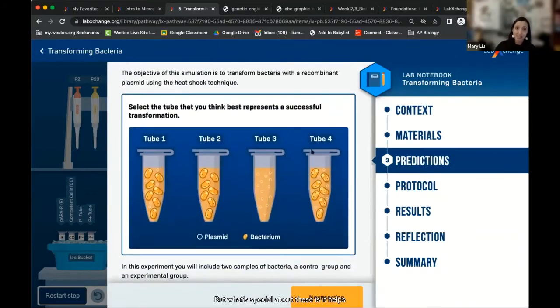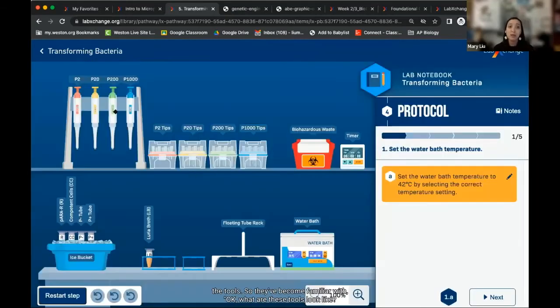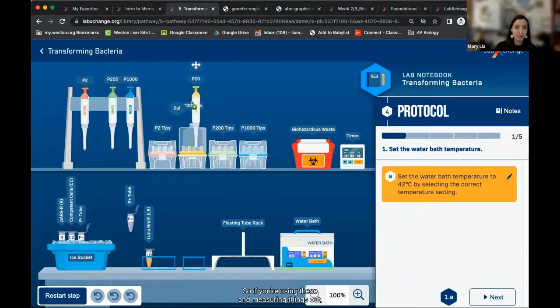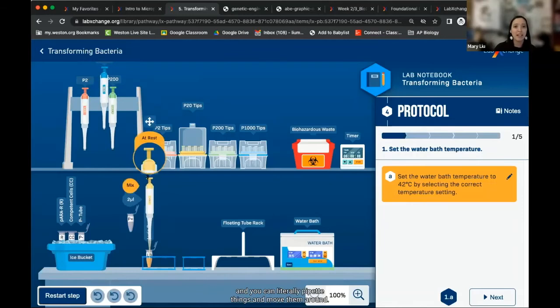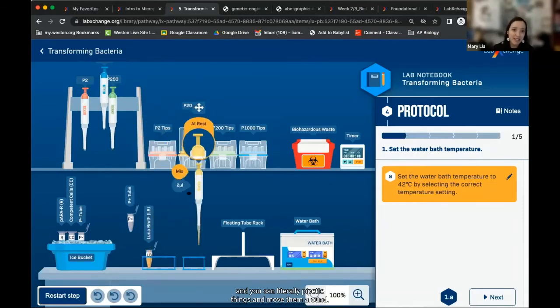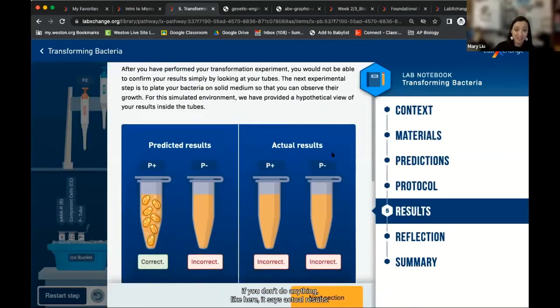What's special about these is that it helps them think through, okay, what am I really expecting to see? They can make predictions, and then they can actually manipulate all the tools. So they become familiar with what these tools look like and how they can move things around. It's not just a click-through lab. The great part is that it really does track everything they do. If you're measuring things out, it gives you some tips about how to use the tools in a real-life situation. You can literally pipette things and move them around. But when you go to your results, if you didn't do anything, here it says actual results, there's nothing, because you didn't do anything.